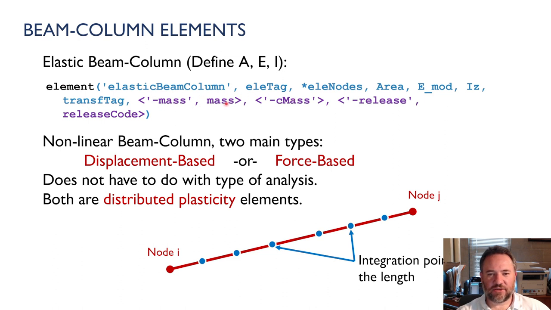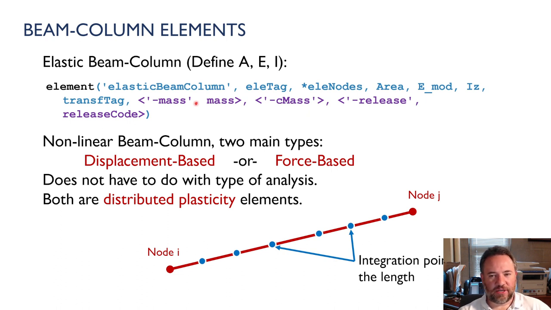I can put a mass along the length. I don't really like doing this. I had a student recently making a model and they tried to do mass along the length of the element, and you're supposed to give it a mass per unit length and then it's supposed to automatically calculate the mass. I don't like doing that. It doesn't work that well. Or at least the way that he did it, it totally messed up the model.